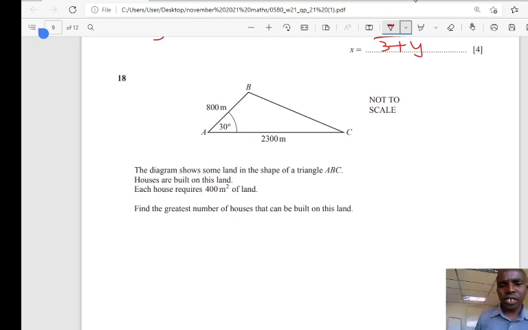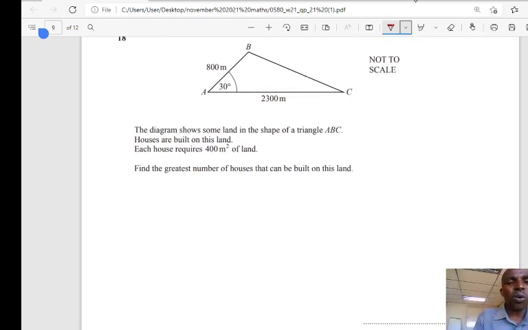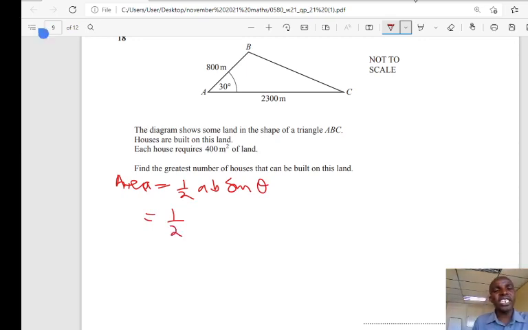Right, what you do is, first thing, you find the area of this triangle. Area of a triangle where there's no height, where the angle is given, you say area is equal to half ab sine theta, where a and b are the sides which make up angle theta. So in this case, it's half times 800 times 2300 times sine 30. Sine 30 usually is half.